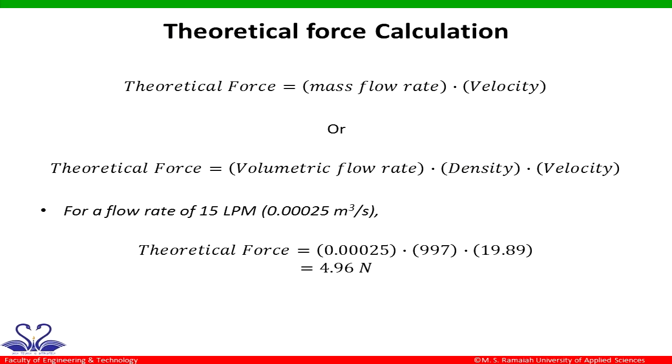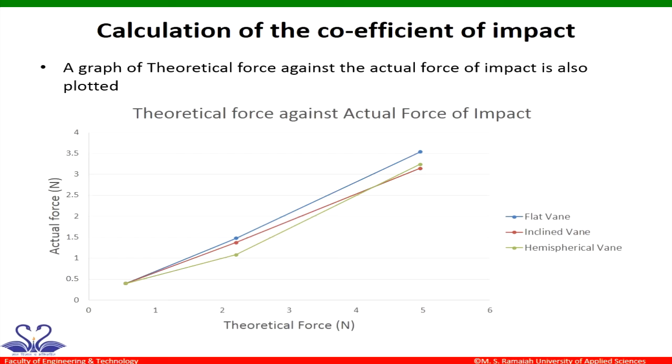Let us calculate the theoretical force. The theoretical force may be expressed as mass flow rate times the velocity, or the volumetric flow rate times the density multiplied by the velocity. For a flow rate of 15 liters per minute, the theoretical force obtained is calculated as 4.96 newtons. A graph of theoretical force against the actual force of impact is also plotted. Ideally, it should have been a straight line with equal units on both the axes.